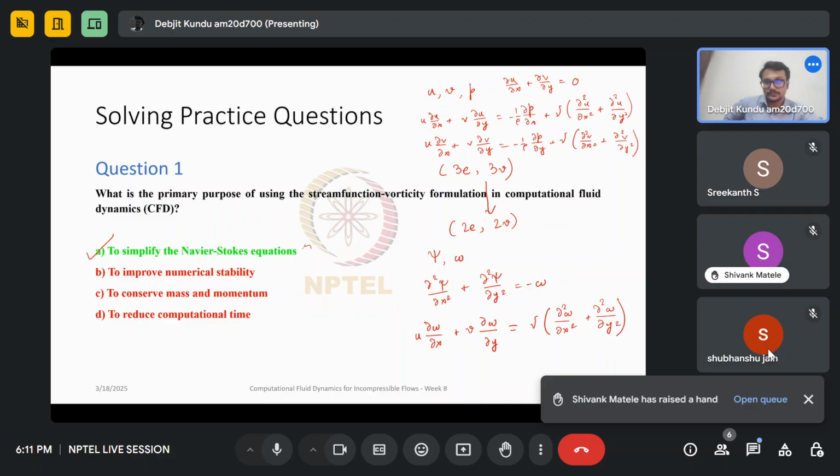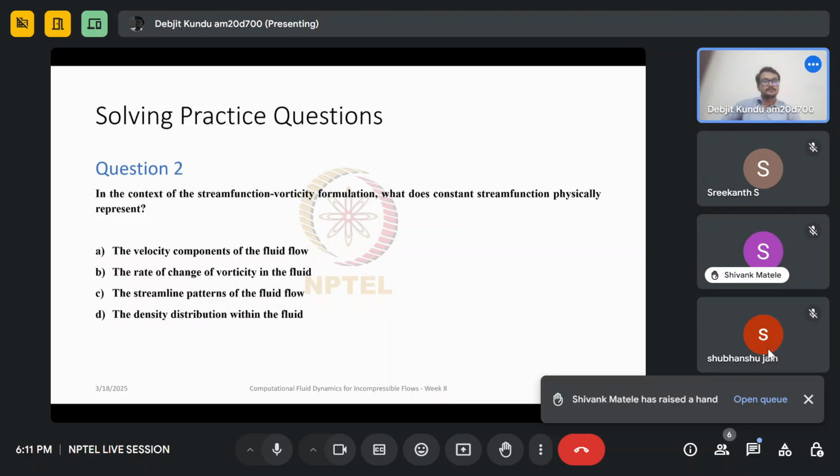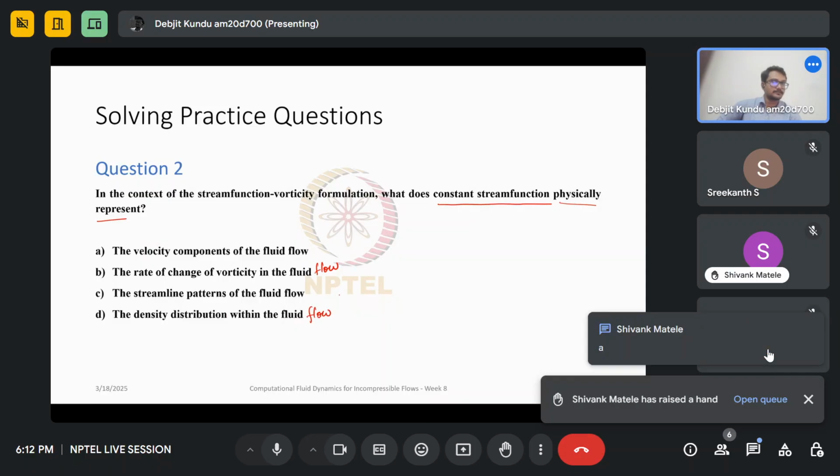We'll move along to the next one. Question number 2 is asking us that in the context of stream function vorticity formulation, what does constant stream function physically represent? Is it option A, the velocity components of the fluid flow? Is it option B, the rate of change of vorticity in the fluid flow? Is it option C, the streamline patterns of the fluid flow? Or is it option D, the density distribution within the fluid? Once again, it's all about the flow field.